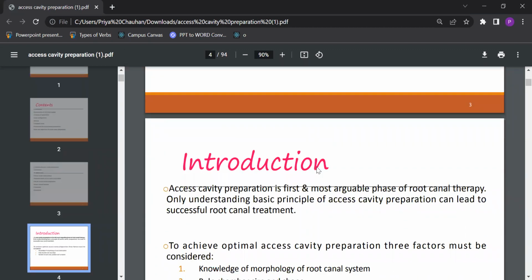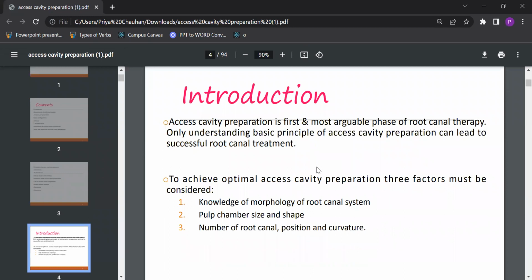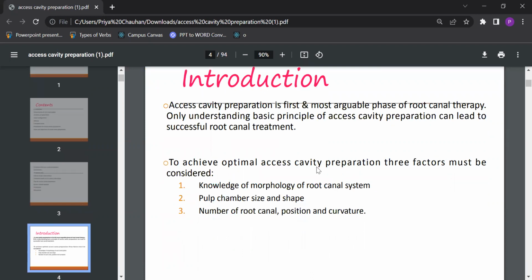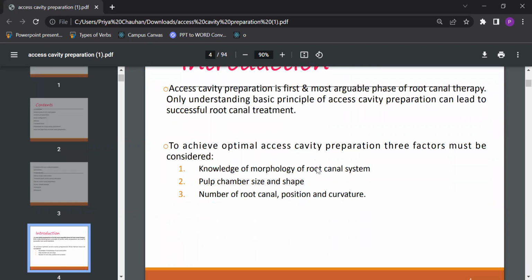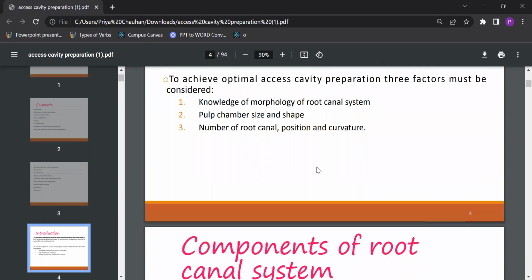So first, introduction. Access cavity preparation is the first and most arguable phase of root canal therapy. Only understanding the basic principles of access cavity preparation can lead to successful root canal treatment. To achieve optimal access cavity preparation, three factors must be considered. First, knowledge of morphology of the root canal system. Second, pulp chamber size and shape. Third, number of root canals, positions and curvatures.